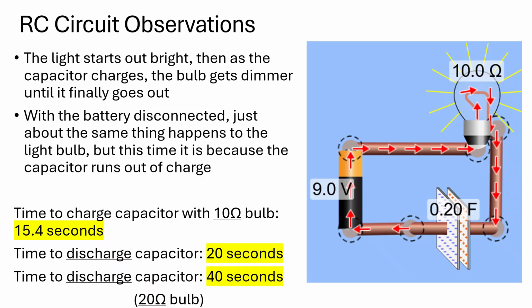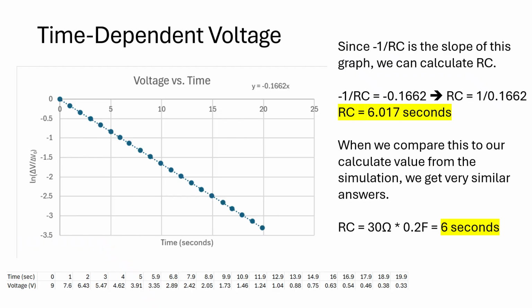So the time to charge a capacitor with a 10 ohm bulb is roughly about 15.4 seconds. The time to discharge the capacitor is about 20 seconds. And then when we double the resistance of the light bulb to 20 ohms, now the time to discharge that capacitor is 40 seconds.